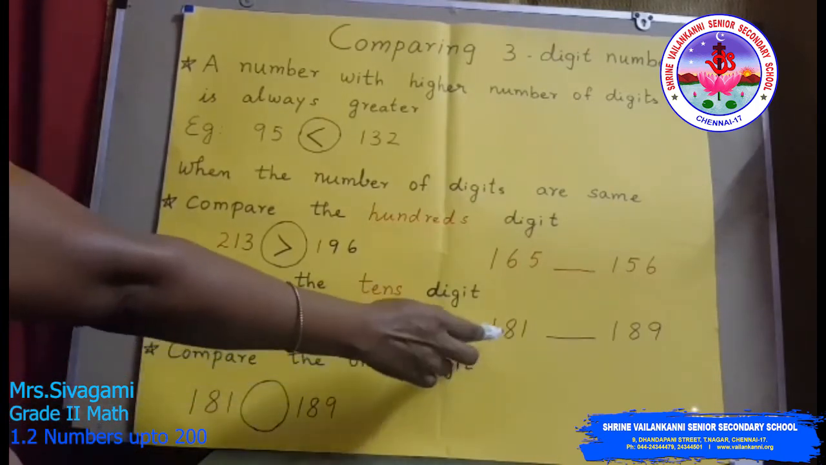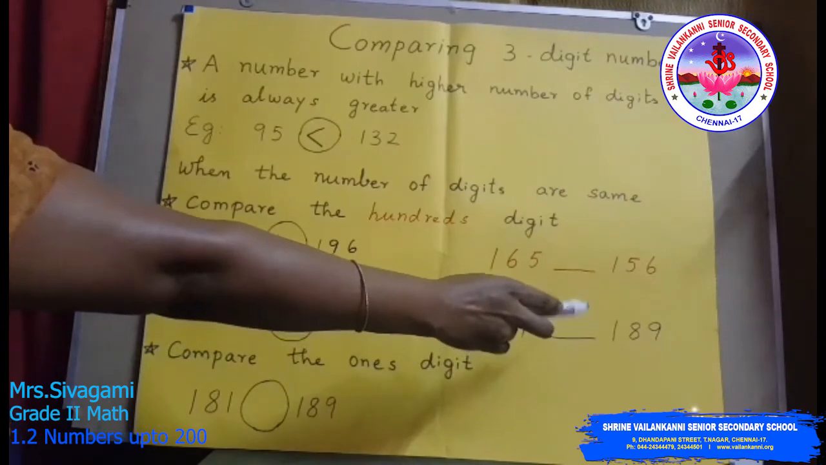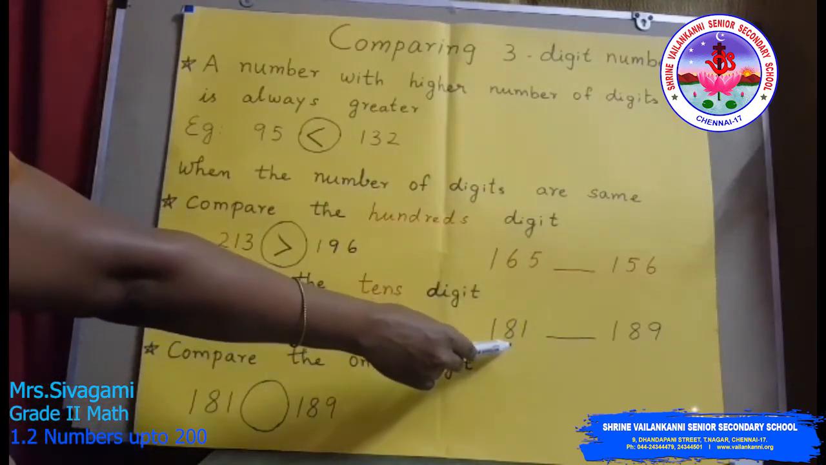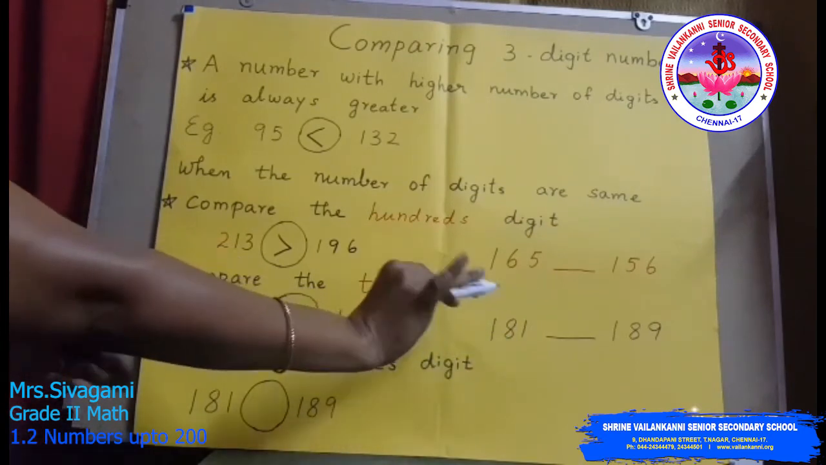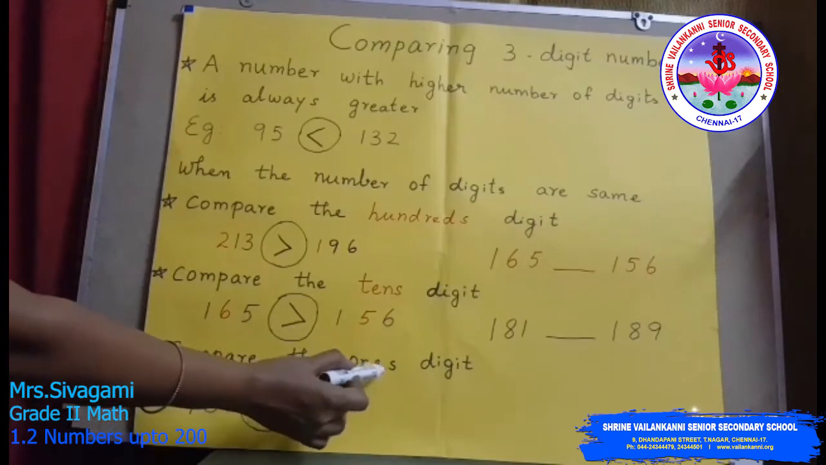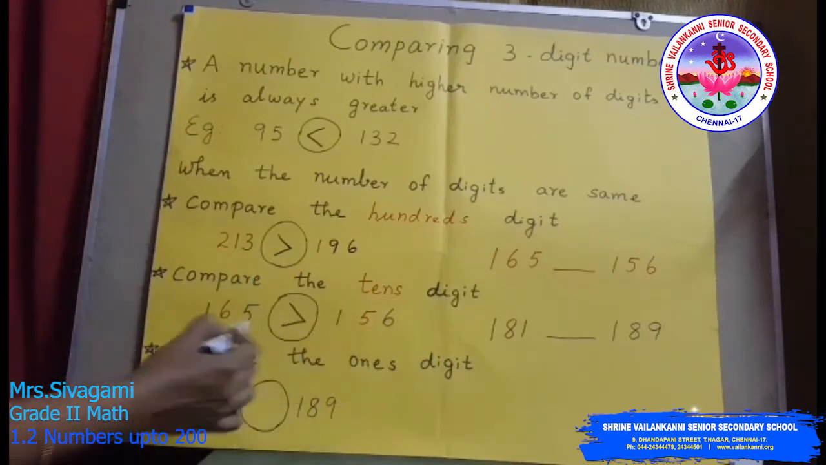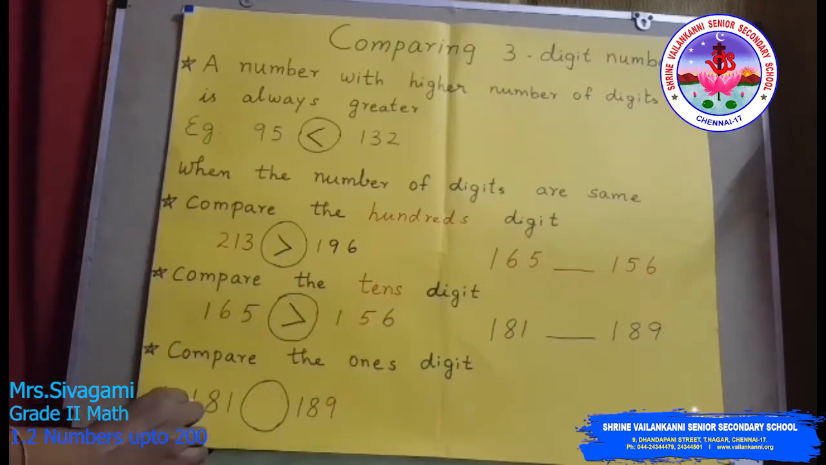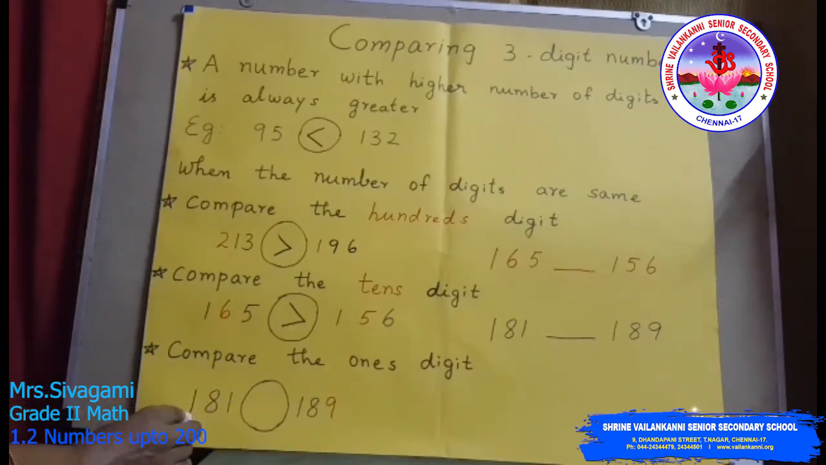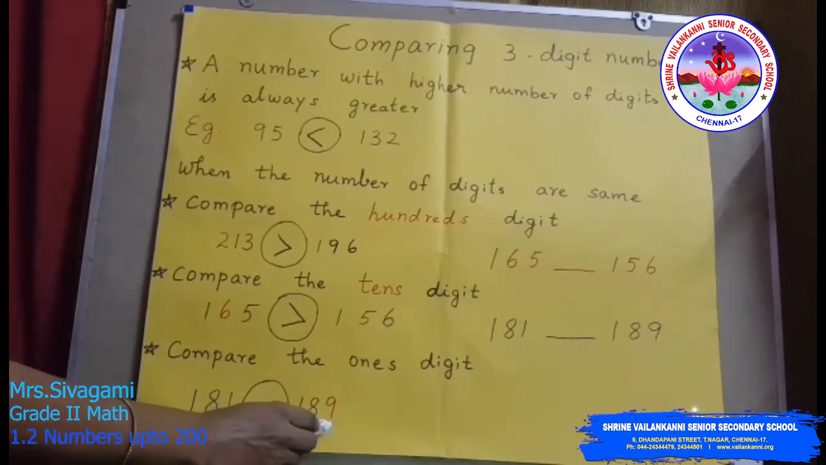Now we'll take these numbers, 181 and 189. You can see that the hundreds place is the same, and the tens place is also the same. So, now we have to compare the ones digit. We'll take the same numbers, 181 and 189. Hundreds digit, same. Tens digit, same. So, we have to compare the ones digit.